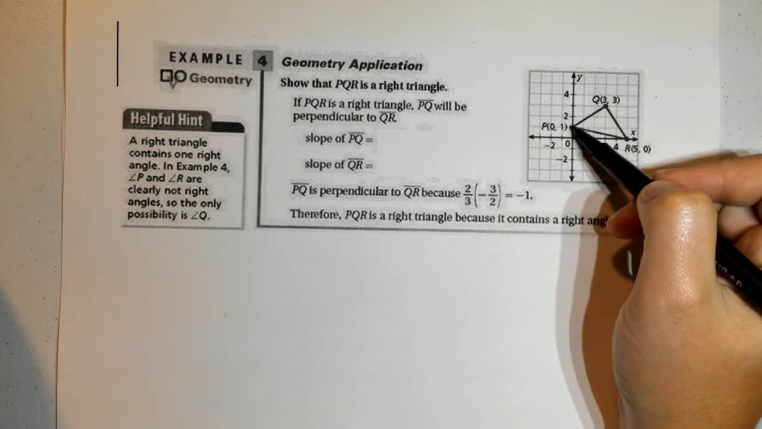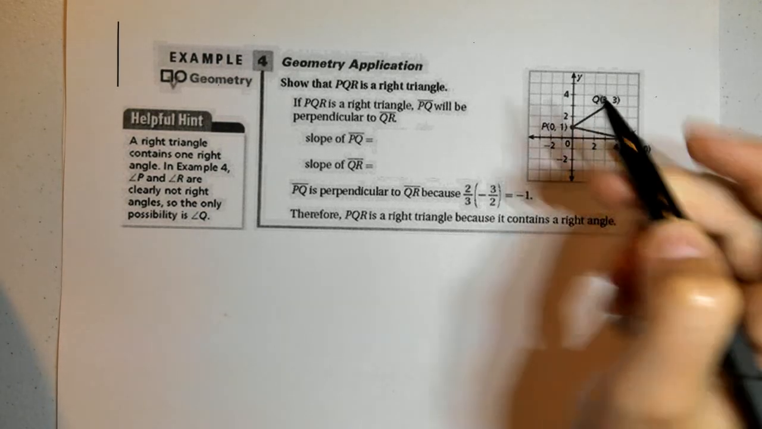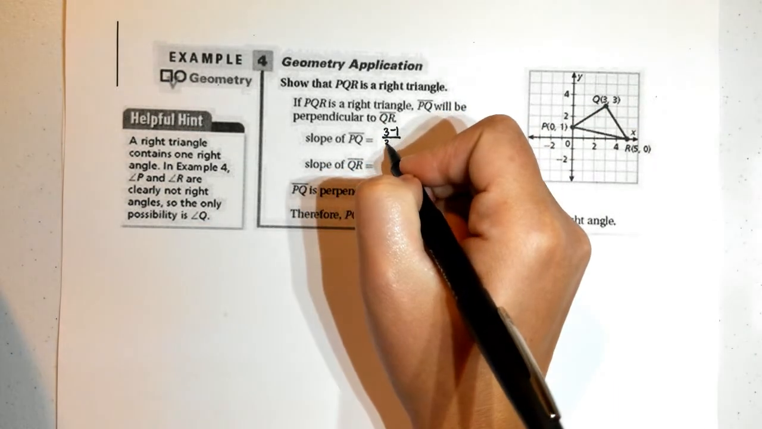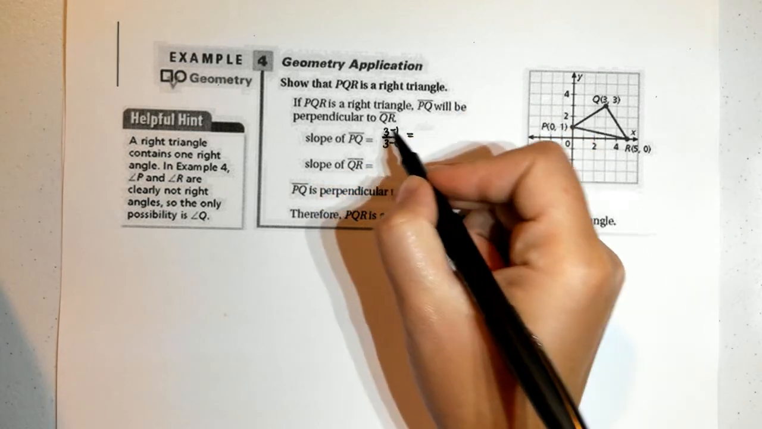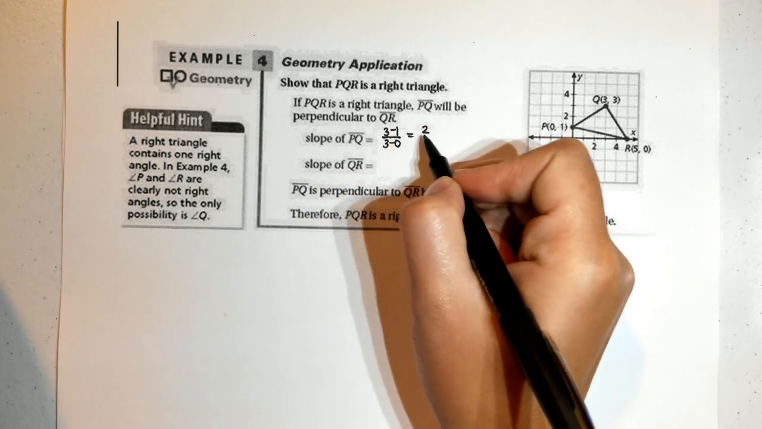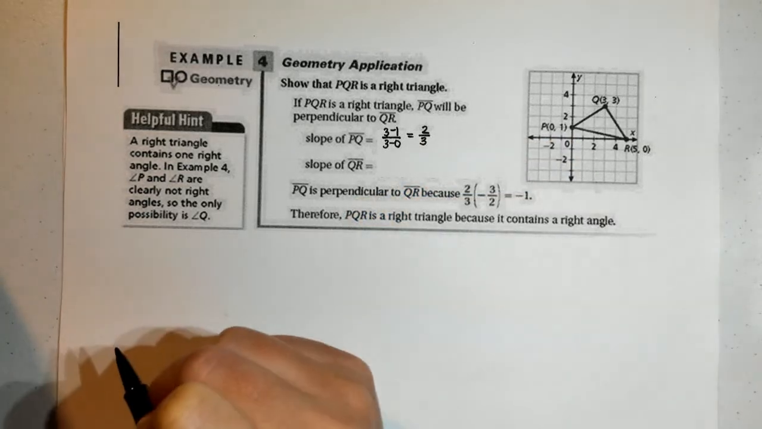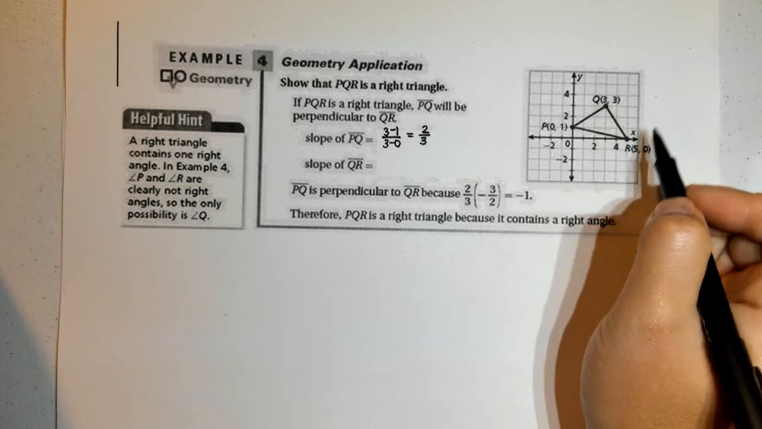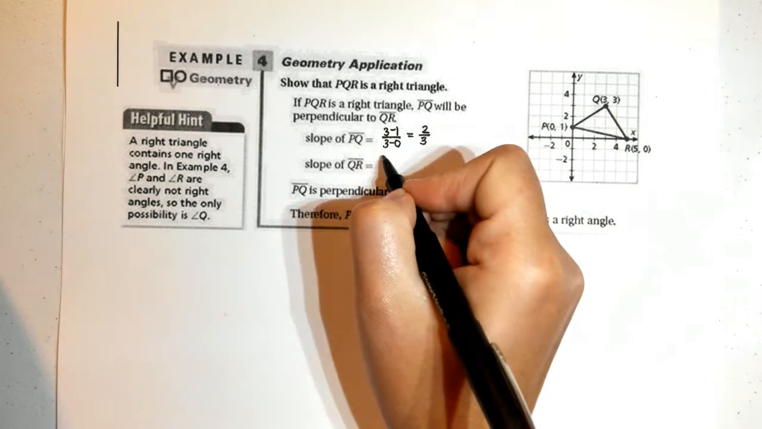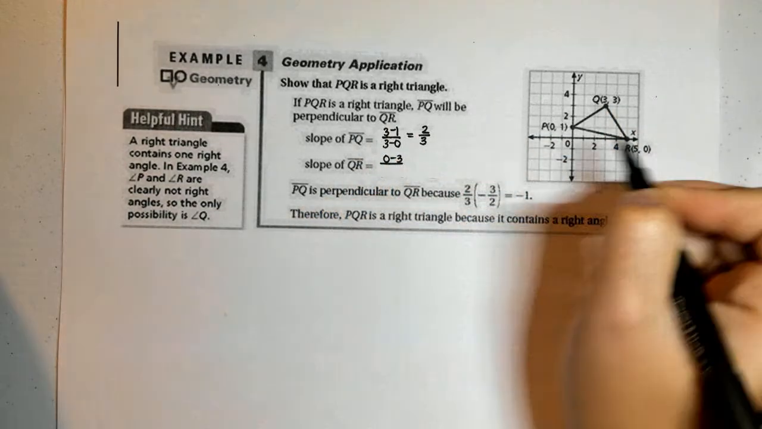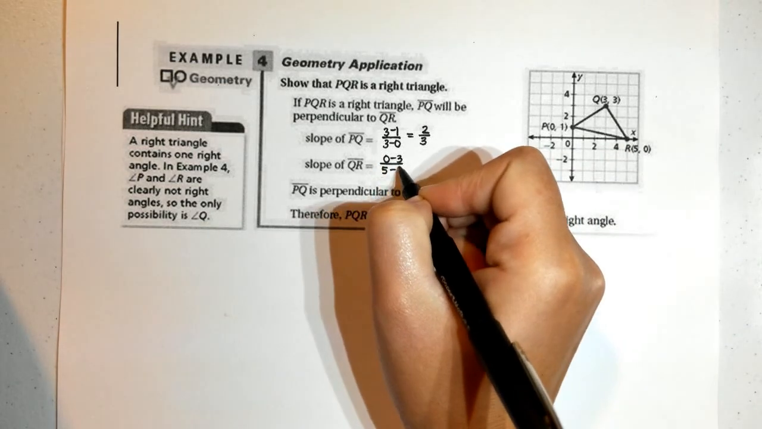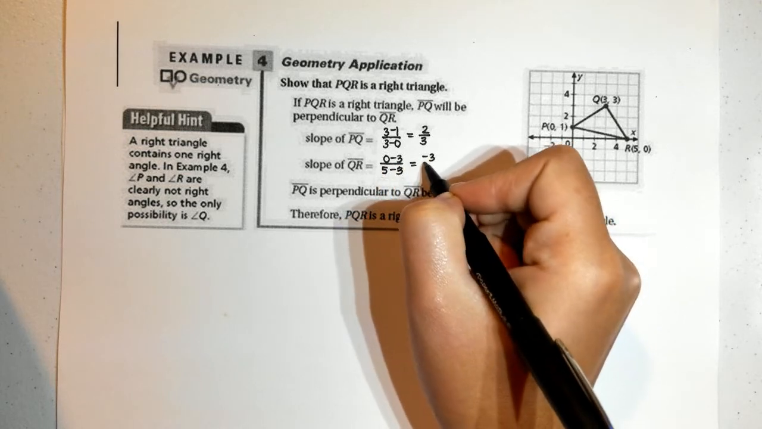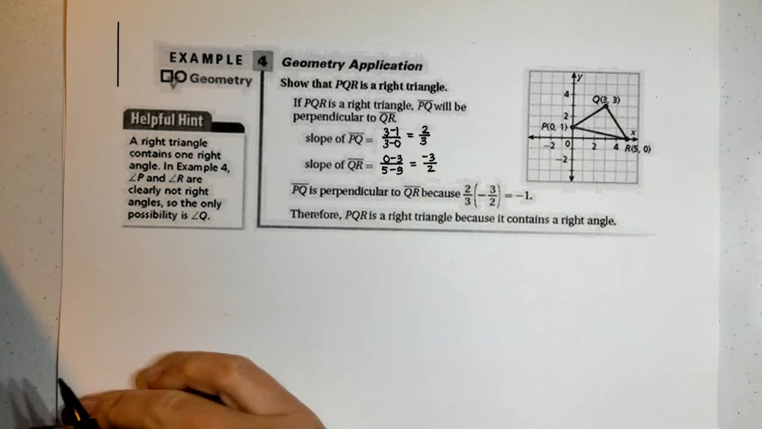Starting with PQ, we're going to subtract our y values, so 3 minus 1 over 3 minus 0. 3 minus 1 is 2. 3 minus 0 is 3. So the slope is 2/3. For QR, we subtract our y values, so 0 minus 3, and then 5 minus 3. 0 minus 3 gives us negative 3, and 5 minus 3 is 2. So the slope is negative 3 over 2.